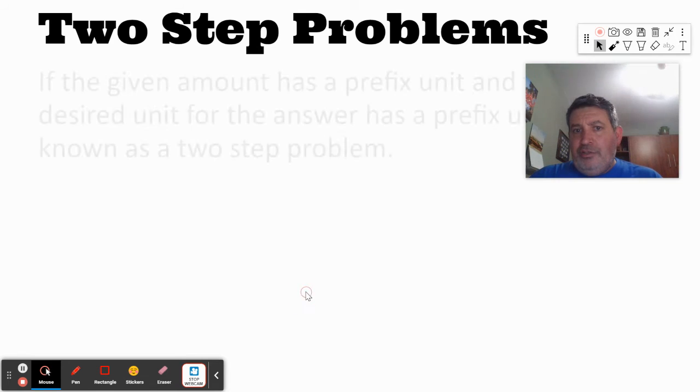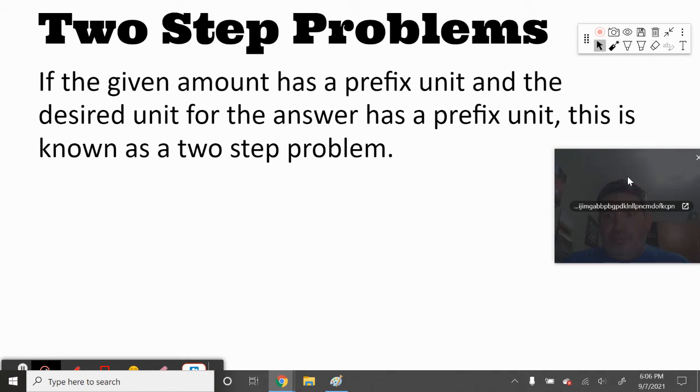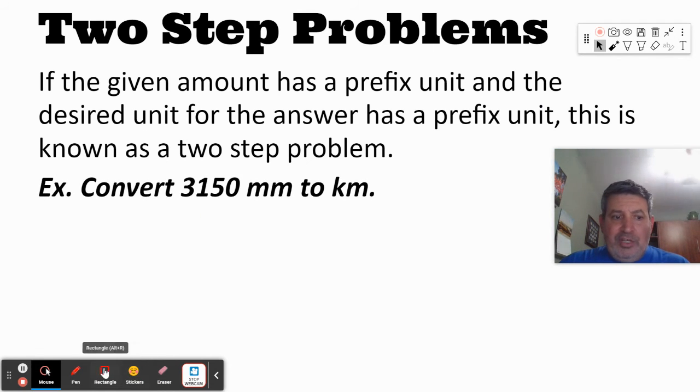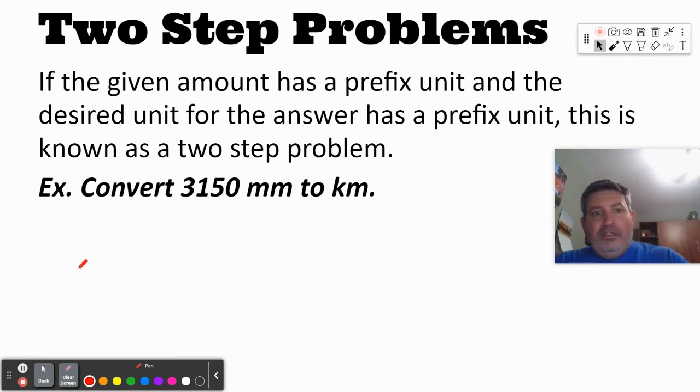Now, let's say you come up against a problem that's 2 steps, and you can tell by looking at the problem. I'm going to give you this example here, and we'll talk about it. But you notice here, this one says convert 3,150 millimeters to kilometers. Both of those have a prefix in front. They're both some form of the meter, but they both have the prefix. The last problem we did, one of them didn't have a prefix unit. We had the base unit.